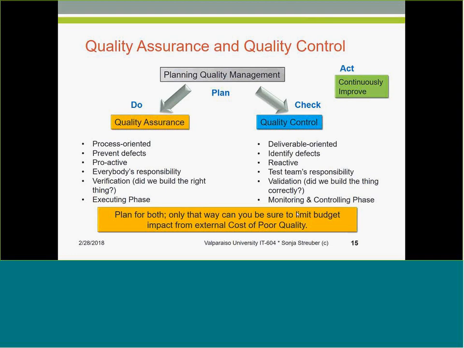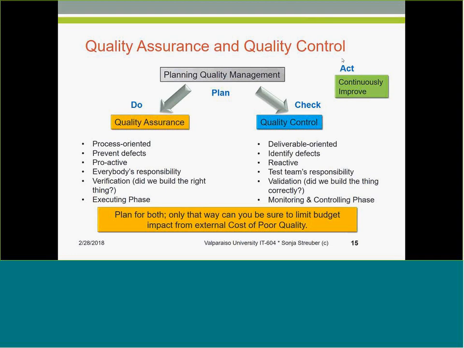So we need to perform some validation that asks the question: did we build the thing correctly, right? This is performing the monitoring and control phase. And then for each quality management cycle, really, we need to ensure that we catch and capture anything that went wrong, and also anything that goes well, so we can determine where we need to improve our processes, our project management processes, our production processes, and all those things.